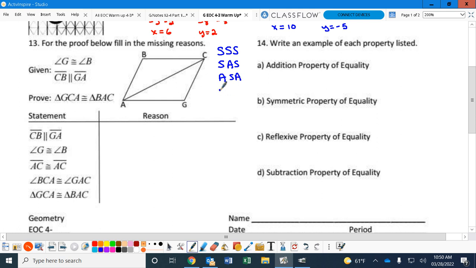Can't curse. Can't curse forward or backwards. That's good. So AAS, there you go, AAS.